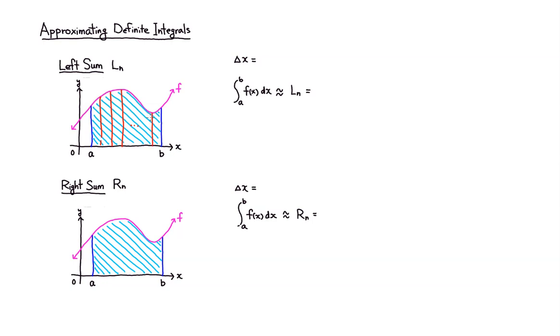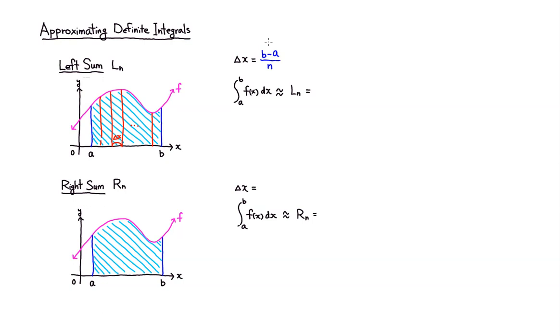Since they're n equal pieces, we are dividing the length from a to b, which is b minus a, divided by n. We're going to call the width of each one delta x. The length of the entire interval is b minus a, and we chop that into n equal pieces, so b minus a over n is the value of delta x.